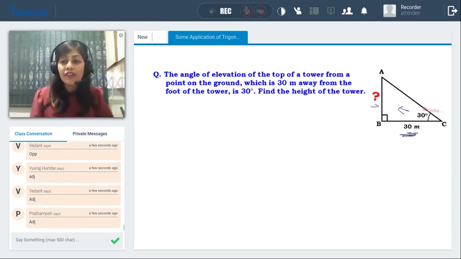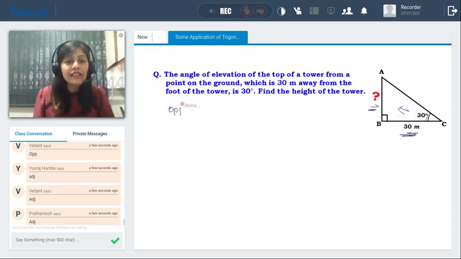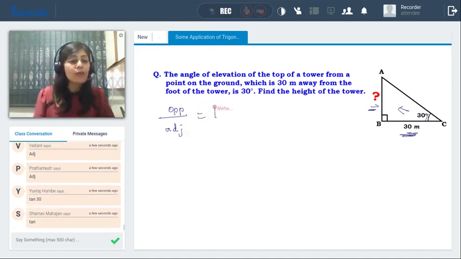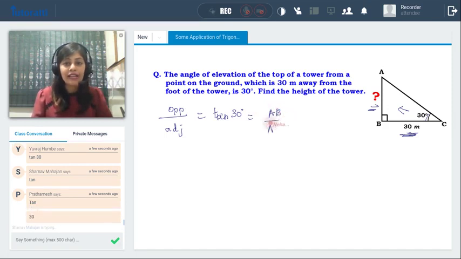So now we know for our angle, one side is the opposite side, the other is the adjacent side. That means the ratio we are talking about has to be opposite upon adjacent. Yes, that's correct, Sharnav. Opposite upon adjacent is the tan ratio. So we need to take tan, and tan of which angle? Tan of 30 degrees. Tan 30 is opposite upon adjacent, so let me write AB upon BC.